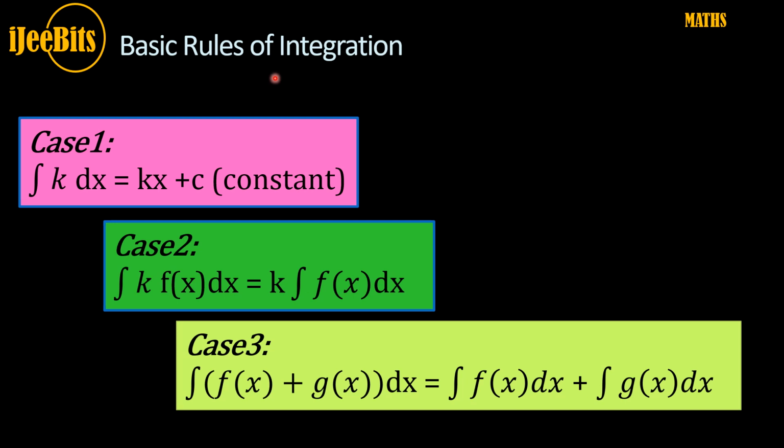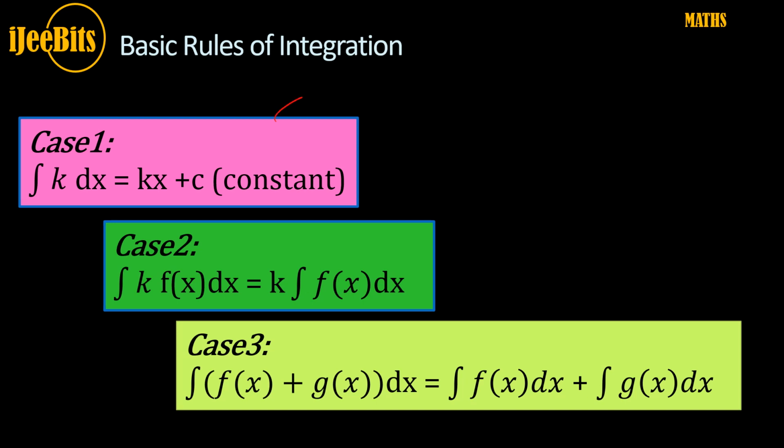Basic rules of integration. We have case 1, case 2 and case 3. What does case 1 talk about? Let me get my pen. So case 1 is integration of k dx equal to kx plus c, when k is a constant. K dx means you can take the k out from the integration and then do the rest.